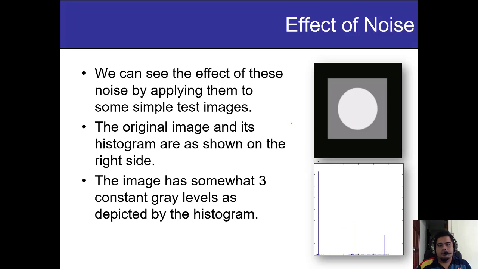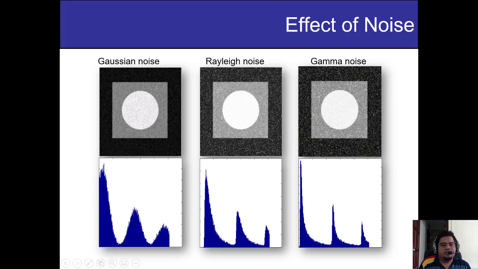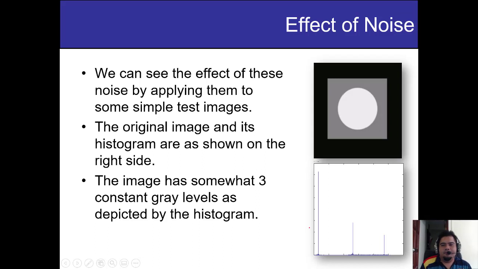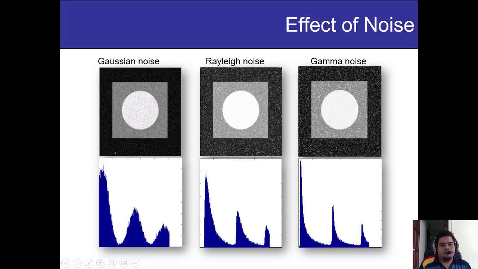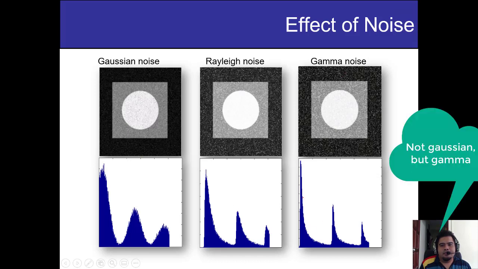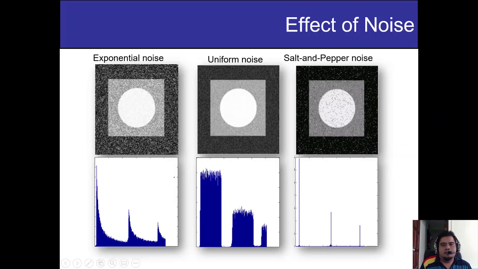If this image is affected by the noise models that we discussed before, this is how it looks. For Gaussian, you see a bell shape. We see 3 bell shapes because we have 3 bars there. This one is Rayleigh, 3 Rayleigh. Then Gaussian noise, 3 Gaussian. This is exponential. This one is uniform, and this is salt and pepper noise. So that is the difference between the models.